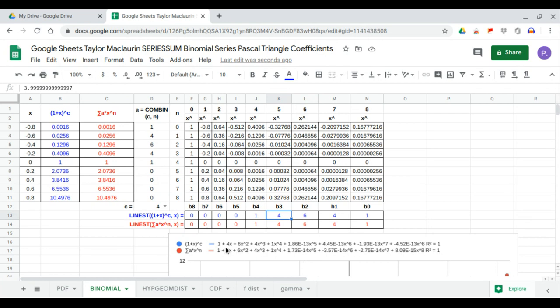So this shows the use of Taylor-Maclaurin series sum and LINEST polynomial regression to generate the Pascal triangle coefficients of a binomial series in Google Sheets.